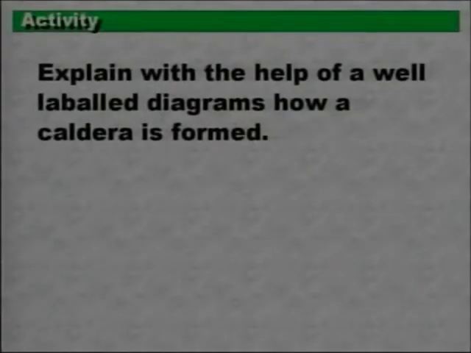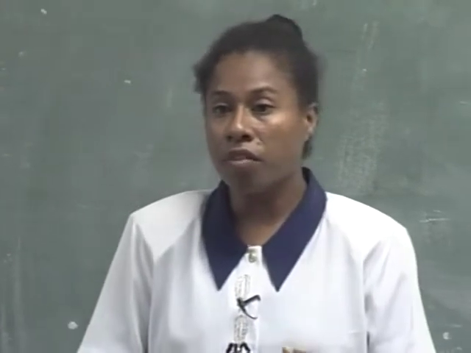It could be formed through, one, explosion of the sides or the slope of the volcano, resulting in a huge depression. Number two, engulfment of the inner part of the volcano, resulting in a depression being created. And number three, through the process of erosion, the slopes or the side of the volcano could be eroded away, resulting in a depression being created.